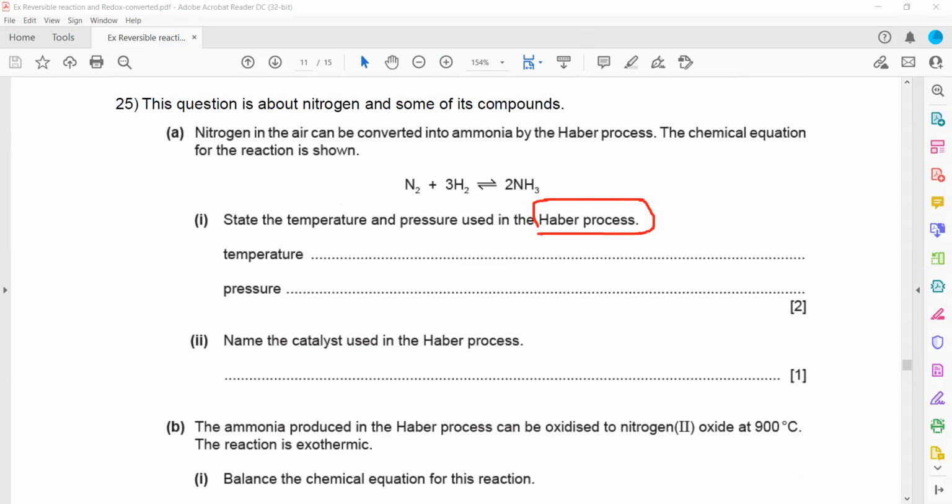So the temperature is about 450 degrees centigrade and the pressure is 200 atmospheric pressure. Name the catalyst used for the Haber process. So again, you will learn that in the Haber process, the catalyst used is iron.